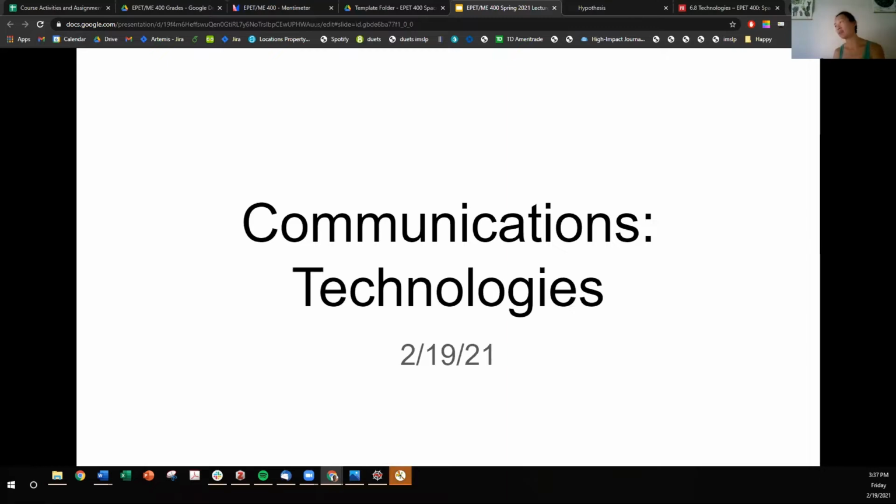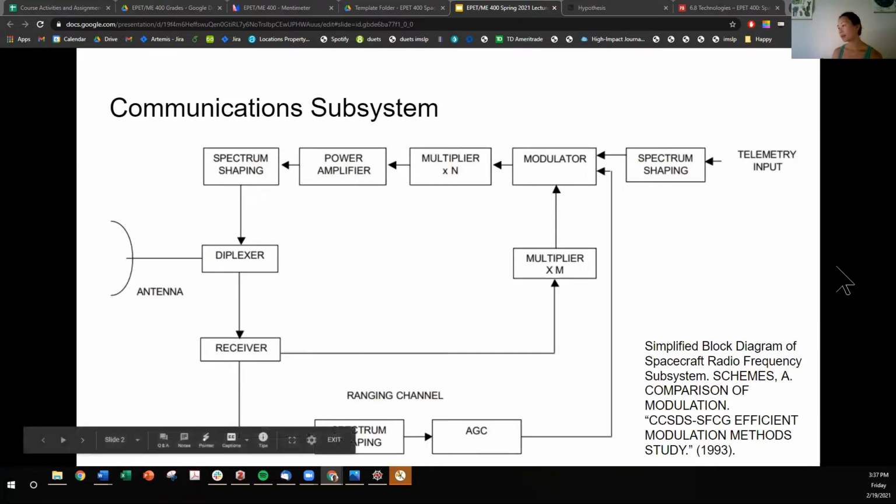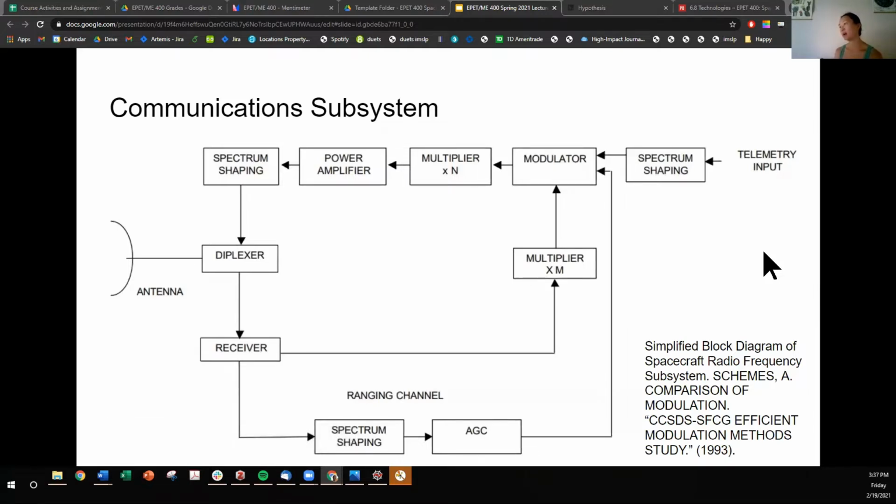We're going to finish up the communications chapter by going over technologies, specifically hardware. So I thought we could start by looking at some block diagram of a sample spacecraft communications system. And we can walk through what kind of hardware is involved in transforming an input signal all the way to the output.